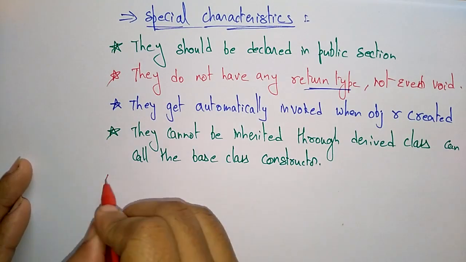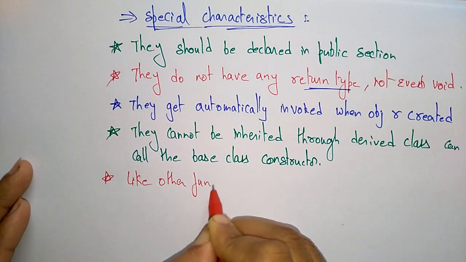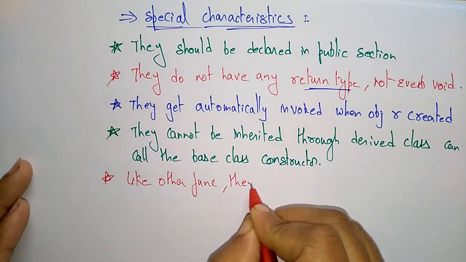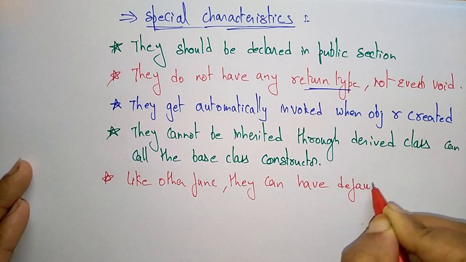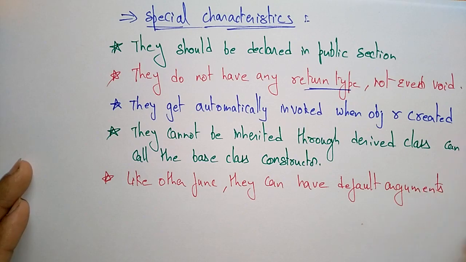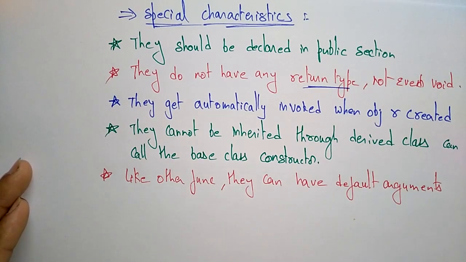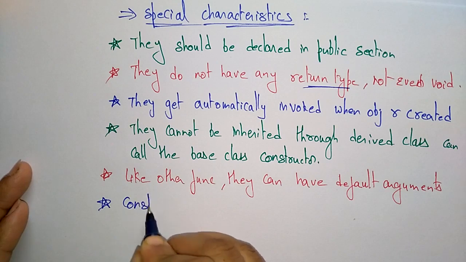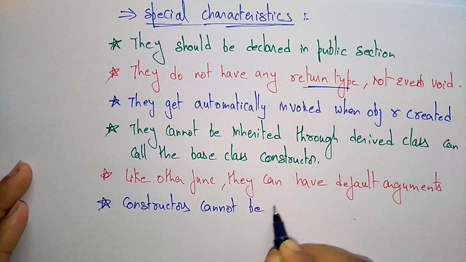And the next one: like other functions, actually the constructor itself is a function. So like other functions, they can have default arguments. So you can enter default arguments, and the compiler will take the default arguments like other functions. Next, constructors cannot be virtual.